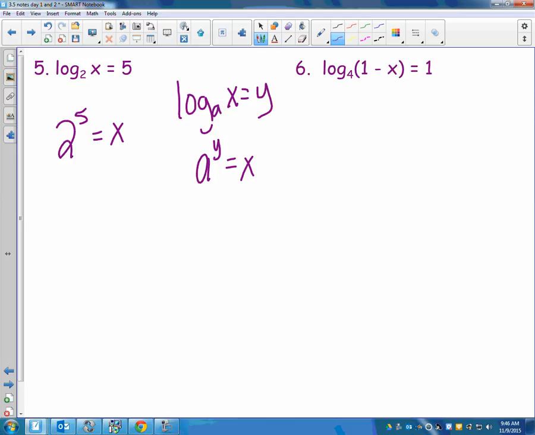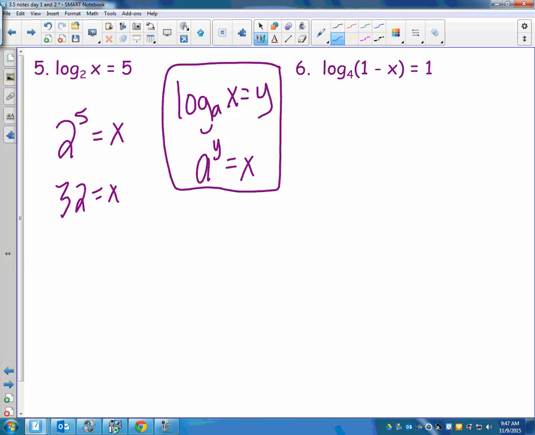Which if you do that, you just get 32 as your answer. It's not a bad way to do it. Definition of a logarithm: if you see a logarithm, rewrite it as an exponential. Hopefully this is kind of in your head.